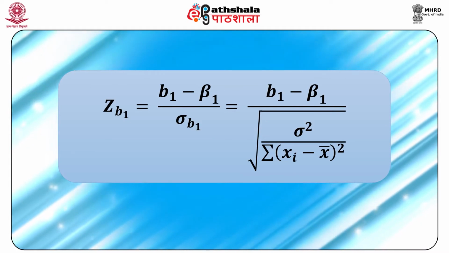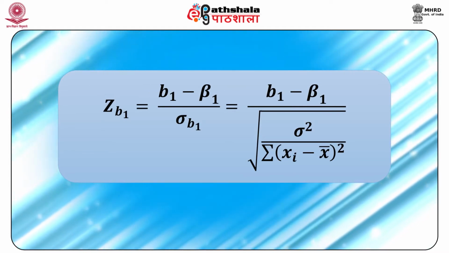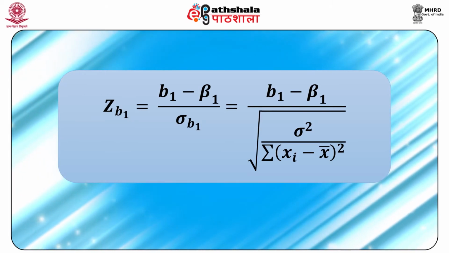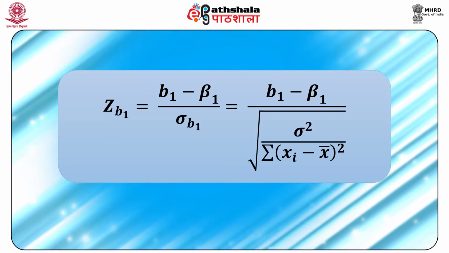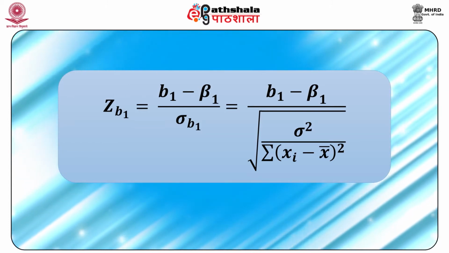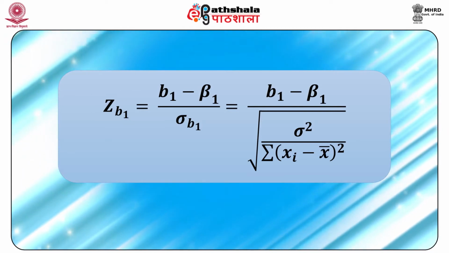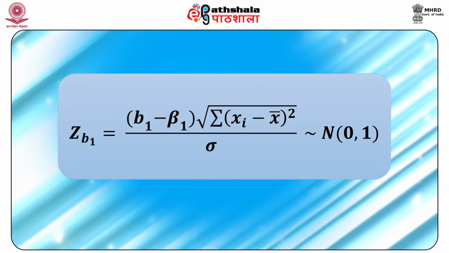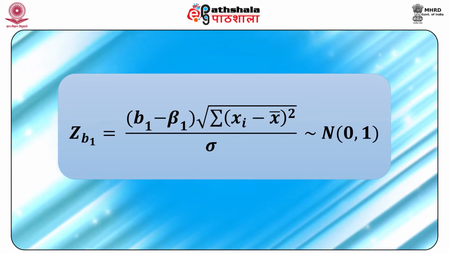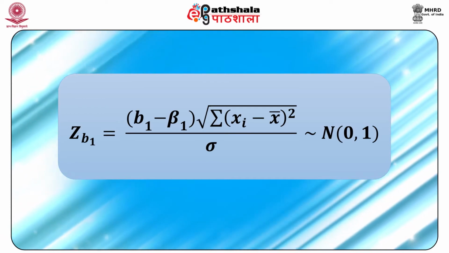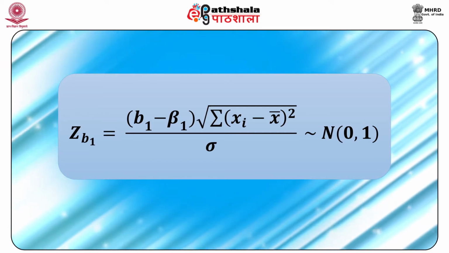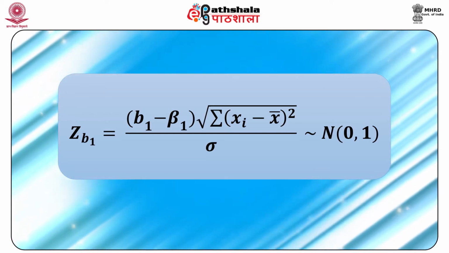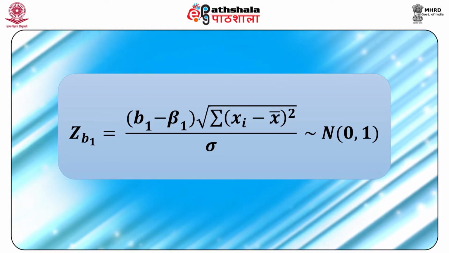Similarly, we can define zb1 equal to b1 minus beta 1 upon sigma b1, which is equal to b1 minus beta 1 upon the root of sigma square upon sigma xi minus x bar square, which we had defined as variance, and we have the root now. Now, this gives us zb1 equal to b1 minus beta 1 into under the root sigma xi minus x bar square, whole divided by sigma, and this we know is distributed normally with mean 0 and variance equal to 1.